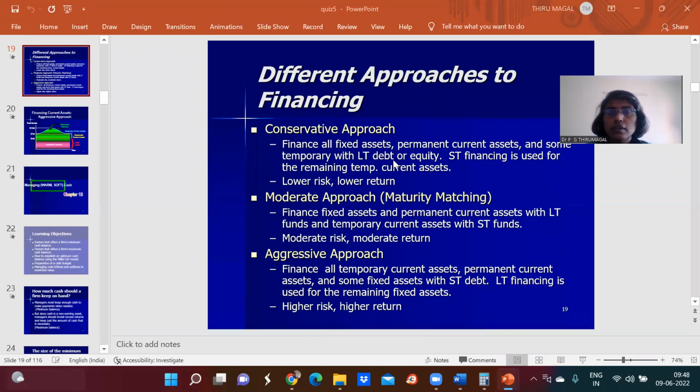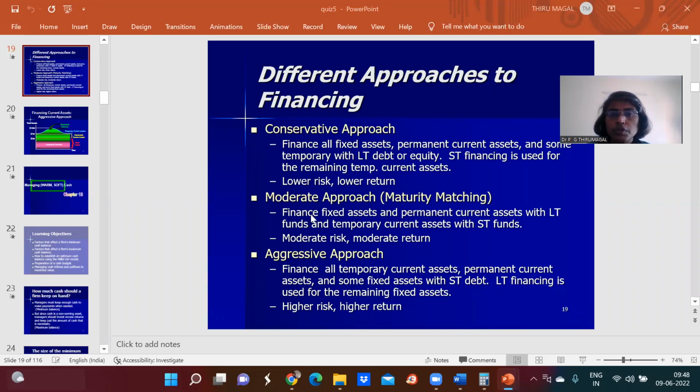So all the fixed and the permanent current assets will be financed with long-term debt or equity. And short-term financing is used for the remaining temporary current assets. Actually, working capital can be classified as permanent working capital as well as temporary working capital. Here, in the conservative approach, they use short-term financing for their temporary working capital or temporary current assets, whereas for the remaining things, fixed assets and permanent current assets, they use long-term debt or equity. So in this case, the risk is lower and the return is also lower.